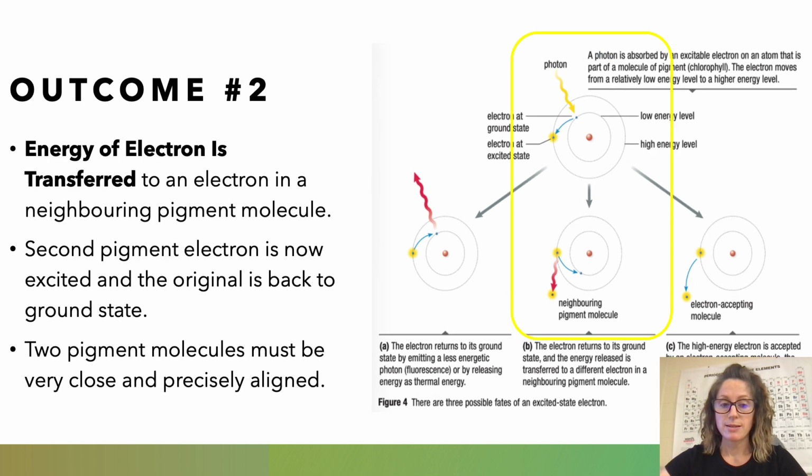Our next outcome would be that the energy of the electron is transferred to an electron in a neighboring pigment molecule. So what does that mean? It's going to release energy and activate a different electron in an atom that is very, very close to it, in a different pigment molecule. And it would then go back to its ground state. So this one goes back to normal, but it activated a nearby pigment molecule, a nearby atom. And we'll see a diagram of what this looks like in use.